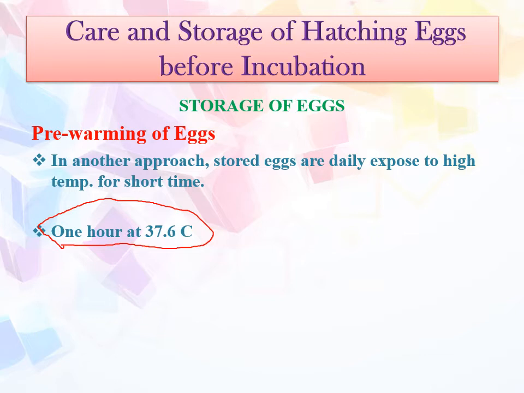But generally, as I said, in the hatchery, pre-warming is not needed because they are stored only for 12 to 24 hours and at 25 to 30 degrees. So after fumigation, directly they are put into the incubator. But whenever the egg storage period is higher, then the pre-warming is needed.